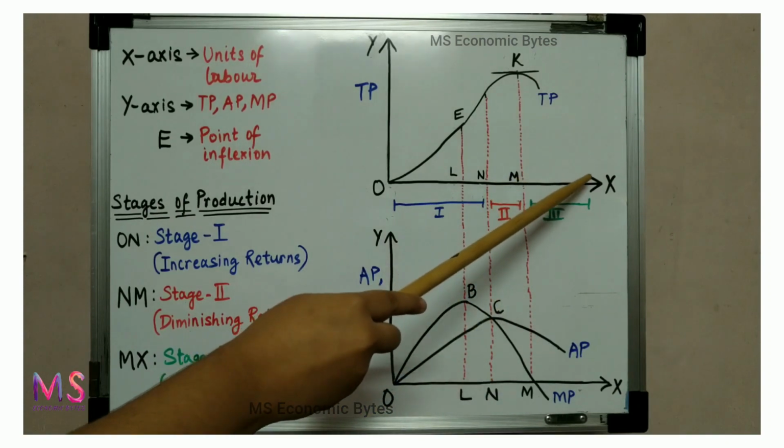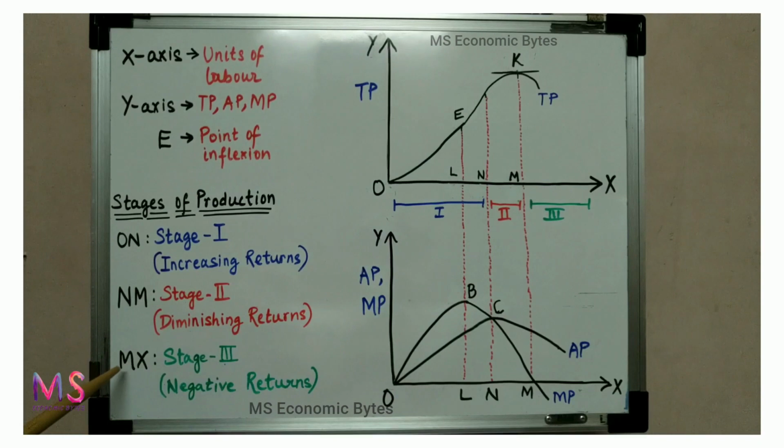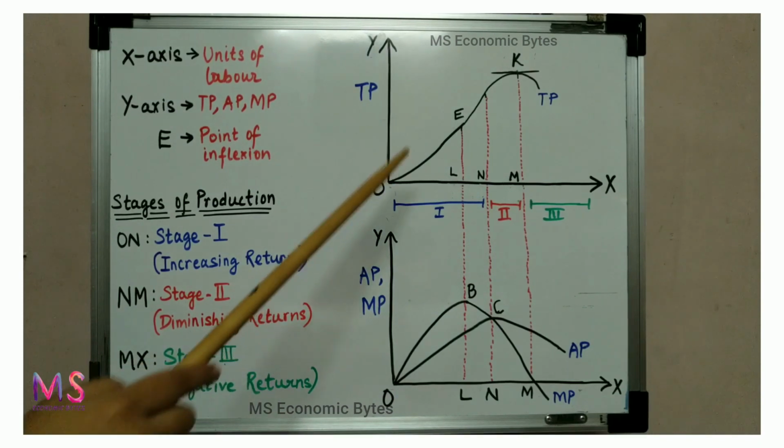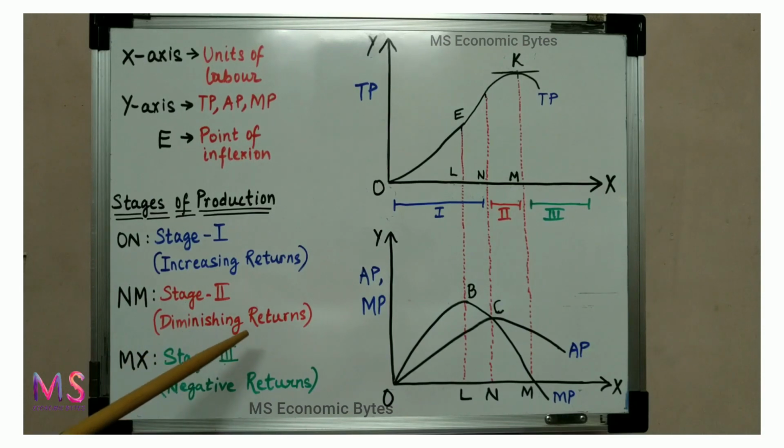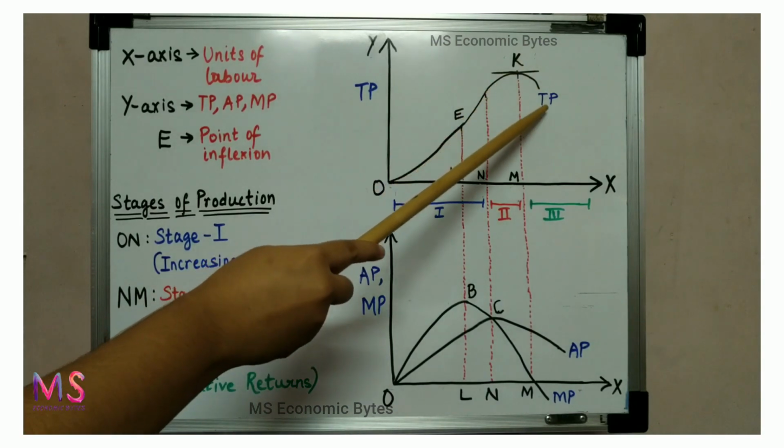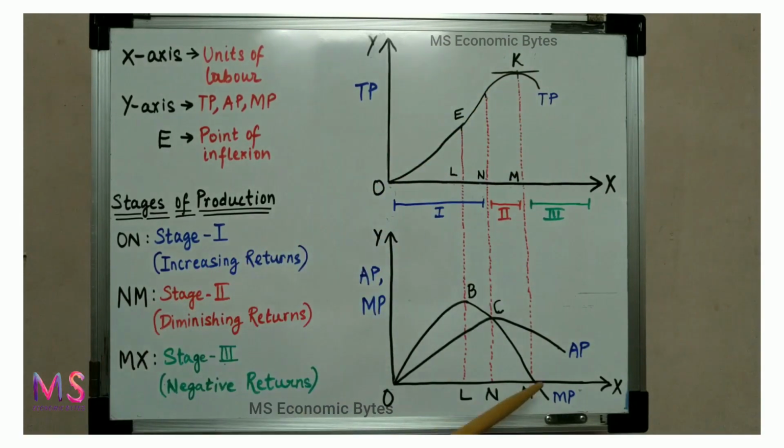Stage 3 is known as the negative returns. In stage 3, we see that as more of the variable factor, that is labor, is employed, total product starts falling. Marginal product crosses the x-axis and becomes negative, and average product is still positive, but falling. So these are the three stages of production.